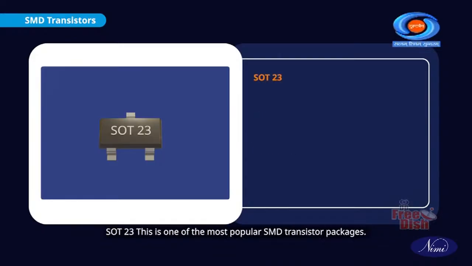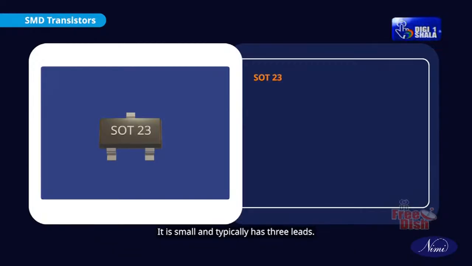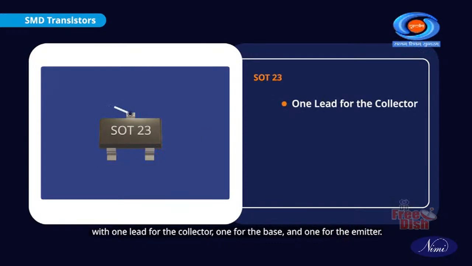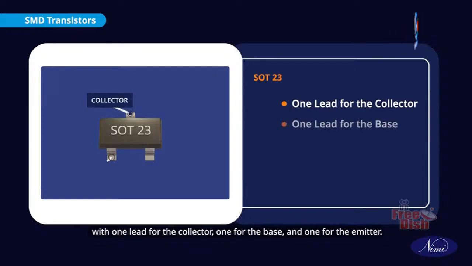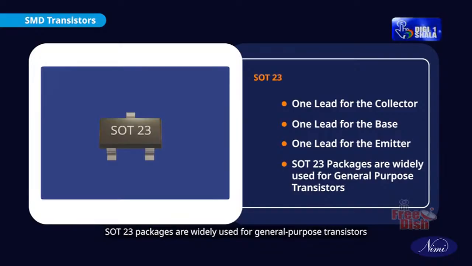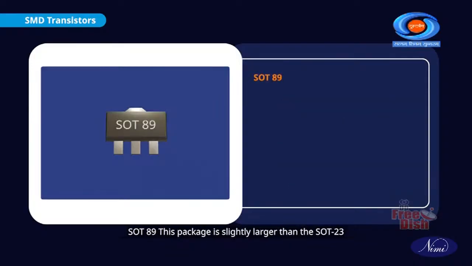SOT23. This is one of the most popular SMD transistor packages. It is small and typically has 3 leads. The leads are usually bent to form a triangular shape with 1 lead for the collector, 1 for the base, and 1 for the emitter. SOT23 packages are widely used for general purpose transistors.